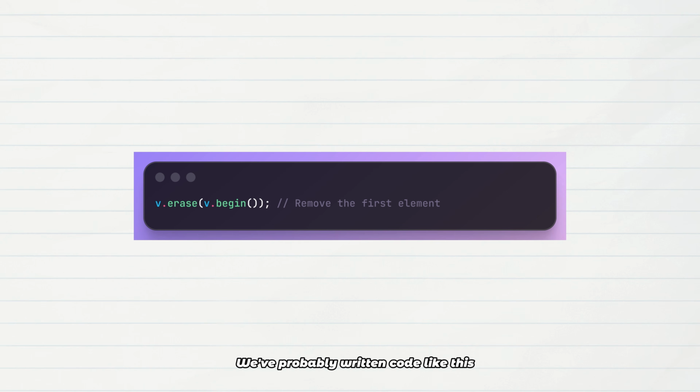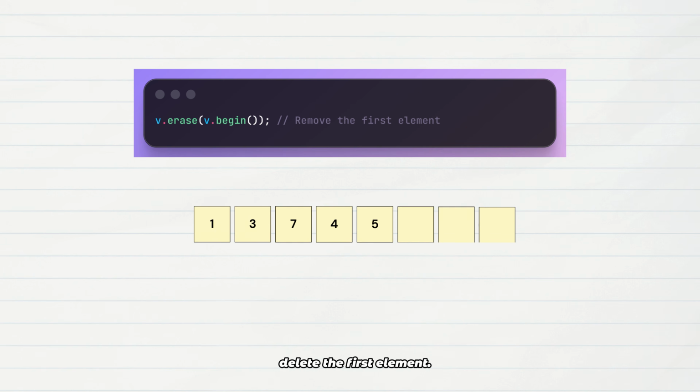We've probably written code like this to remove the first element. Semantically, this code is intuitive. Delete the first element. But from an underlying perspective, its cost might far exceed your expectations.